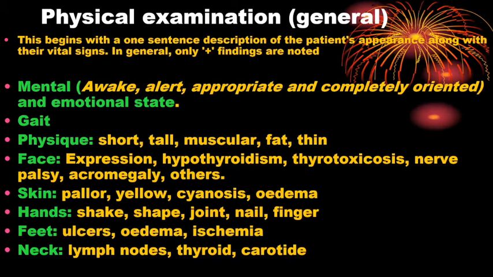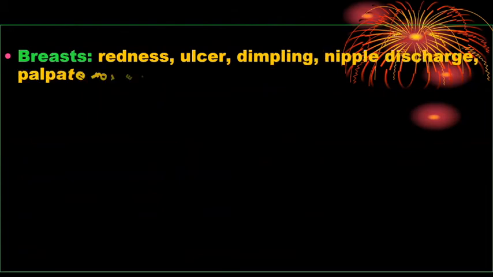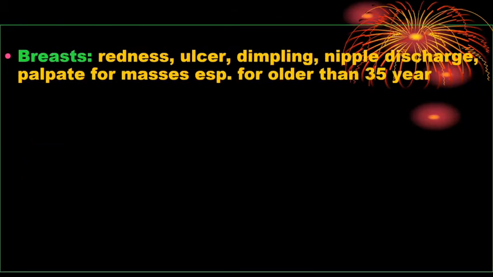The carotid artery should be examined, because a patient with stroke may have carotid stenosis, and this may result in a bruit, that is an abnormal sound by auscultation of the carotid artery. Regarding the breasts, redness, ulcer, dimpling, nipple discharge, all these abnormalities may be encountered by examination of the breast.